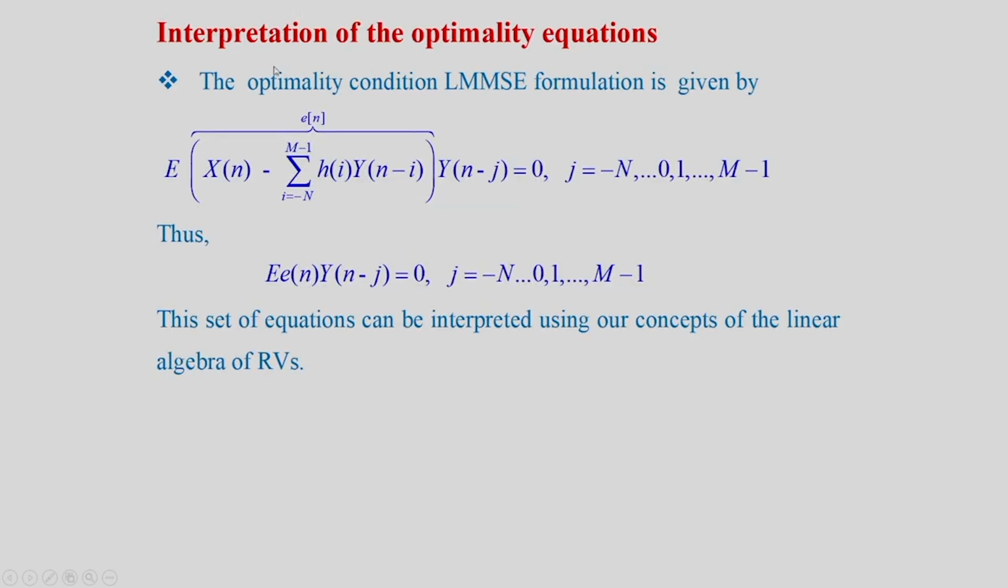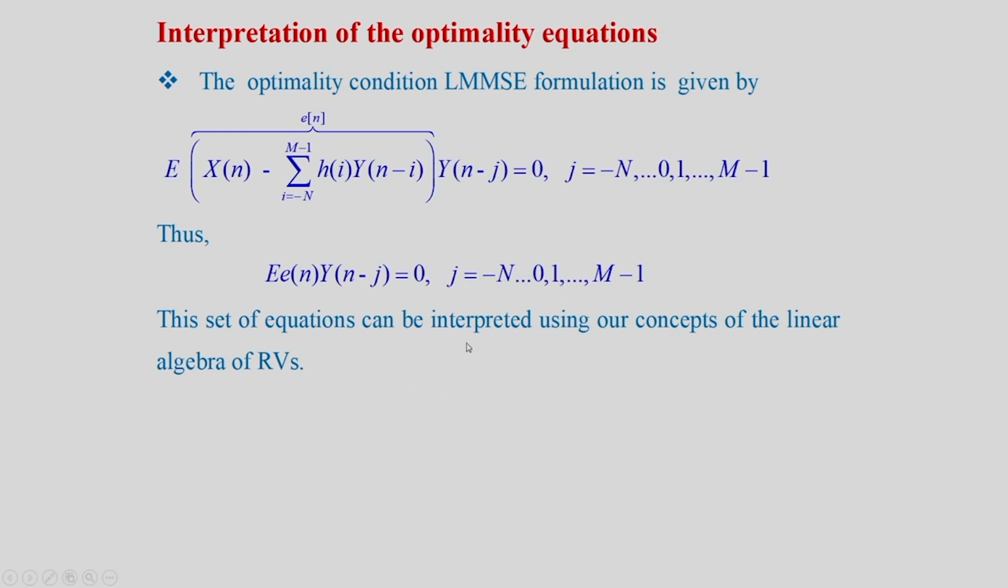Let us interpret the optimality conditions for the Wiener filter. The optimality condition for the LMMSE formulation is given by the expected value of the error into y[n-j] being equal to 0, for j equal to -N up to M-1. Thus, we can write, this is the error part, E of e[n] into y[n-j] is equal to 0 for j going from -N to M-1.